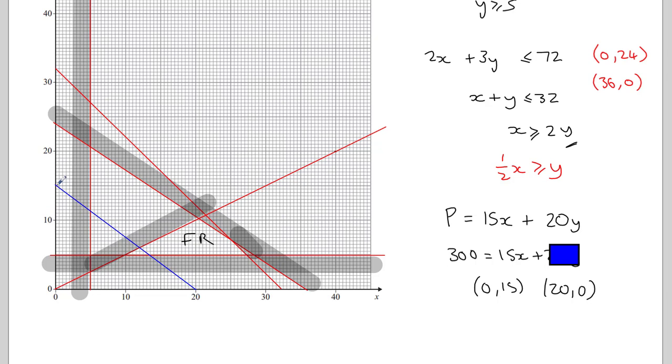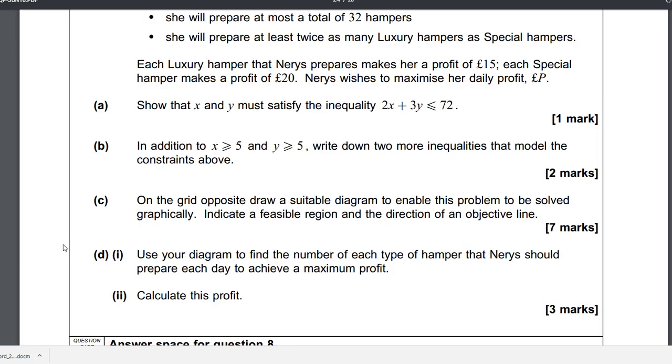You might find it useful as well to turn the ends of these lines into arrows so that it makes it clear that it's your objective line and it stands out a bit more from the other lines you've drawn. Whatever you decide to do, make sure that you label it your objective line. In part D1, it says use your diagram to find the number of each type of hamper that Naresh should prepare each day to achieve maximum profit.